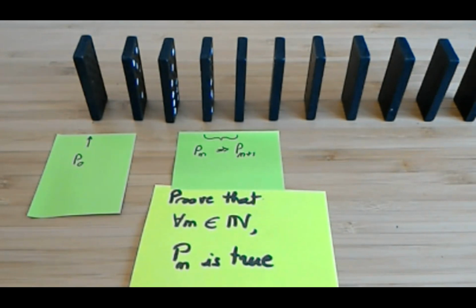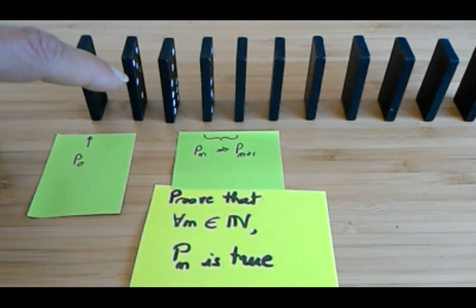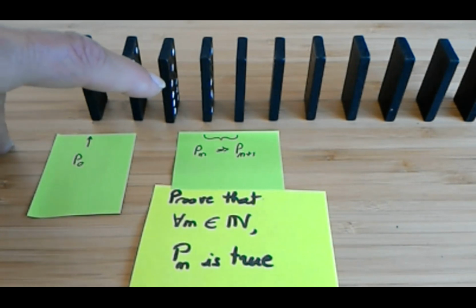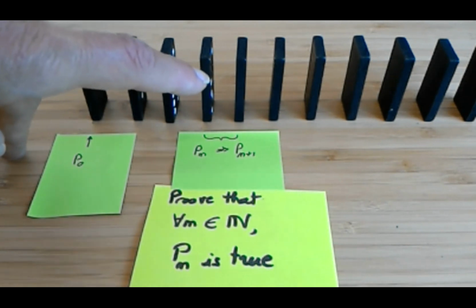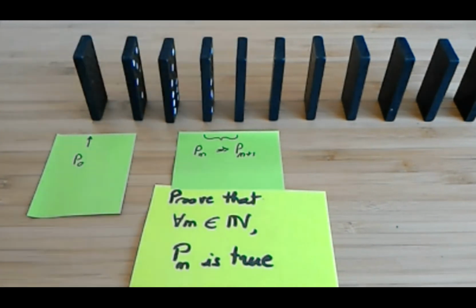For example, I want to prove that for any whole number n, the number 5 to the power of n minus 1 is divisible by 4. This would be 5 to the power of 0 minus 1 is divisible by 4. 5 to the power of 1 minus 1 is divisible by 4. 5 to the power of 2 minus 1 is divisible by 4. 5 to the power of 3, because it's P3, minus 1 is divisible by 4, and so on.